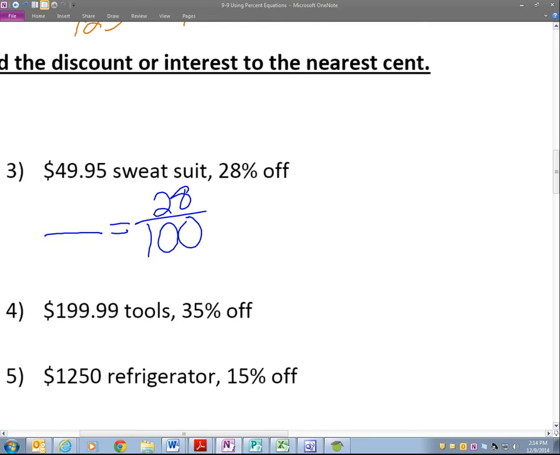49.95. Does that go as the part or the whole? Is that the part or the whole, Dana? What do you think? It's the part. What would be the whole then? An X?